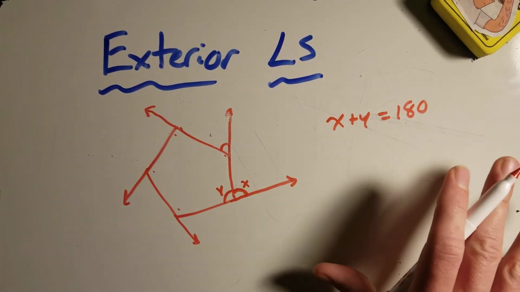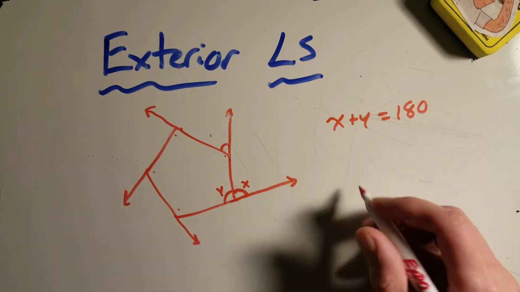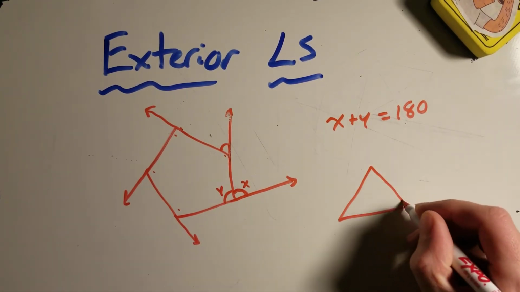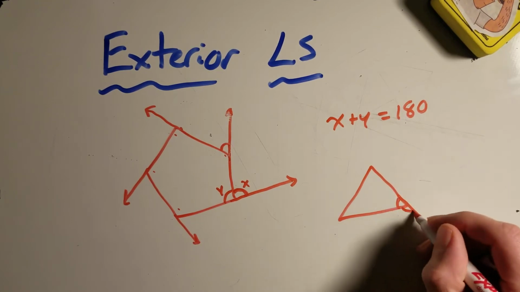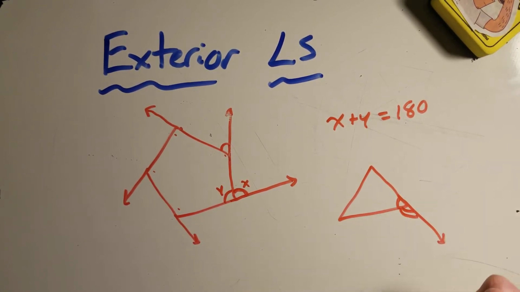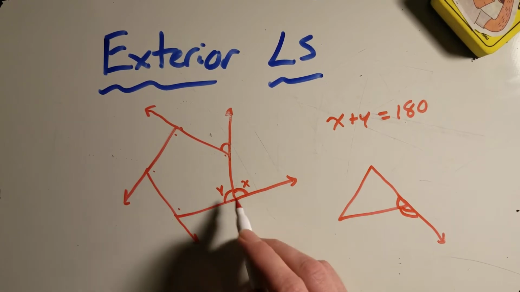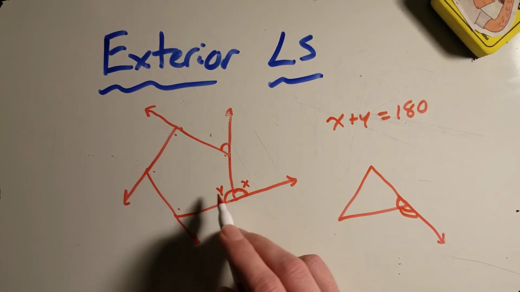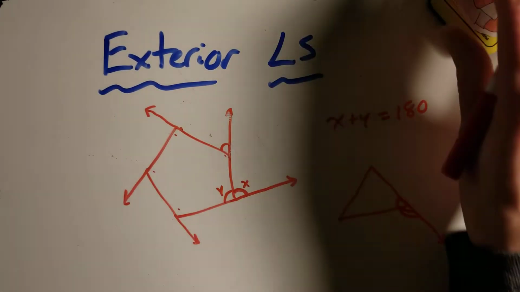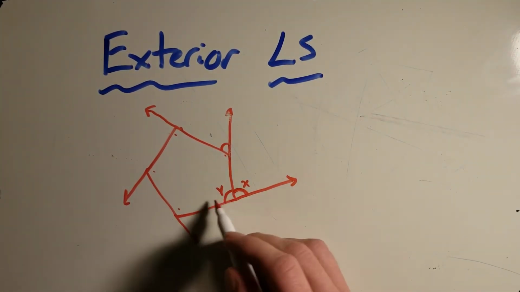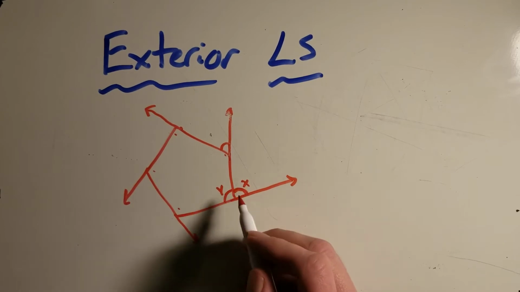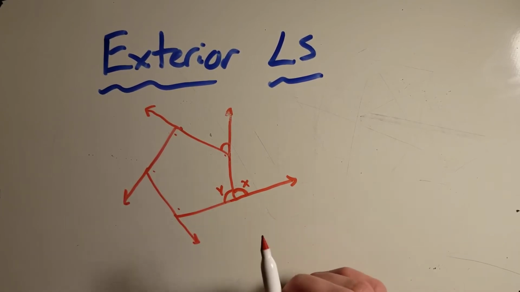And that's true for all polygons, not just a pentagon, for anything. If you had a triangle and you were to extend one side, the interior angle and the exterior angle are still going to be supplementary. So that's what an exterior angle is. One of the main relationships is that it's supplementary to its corresponding interior angle, the interior angle that it goes along with. That's one really special property.